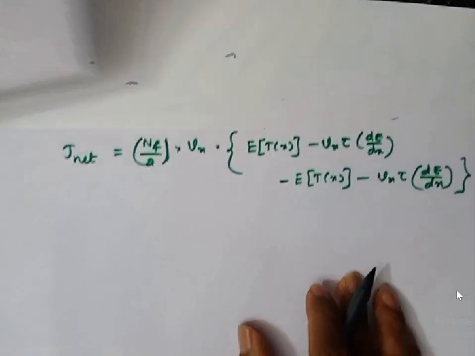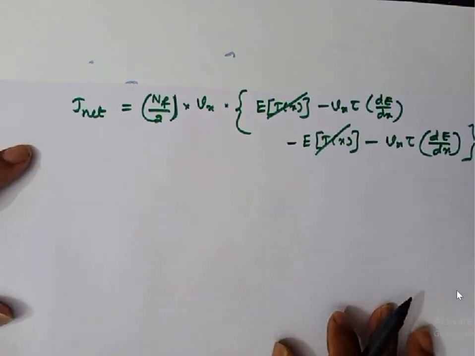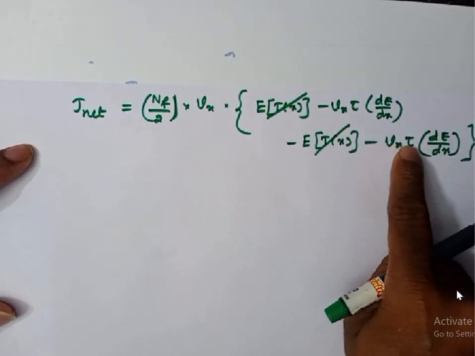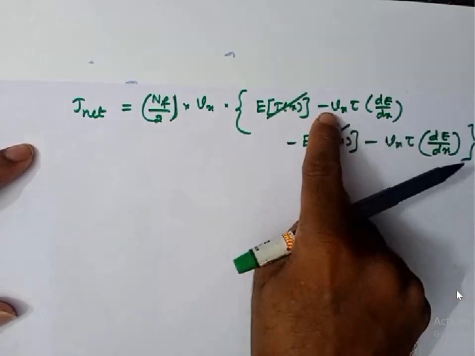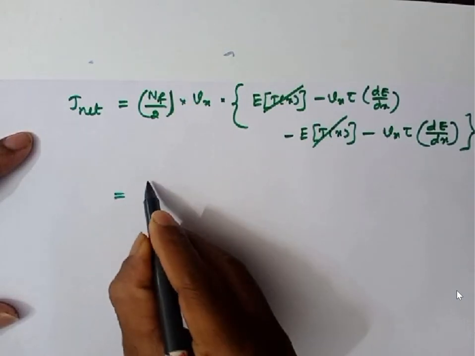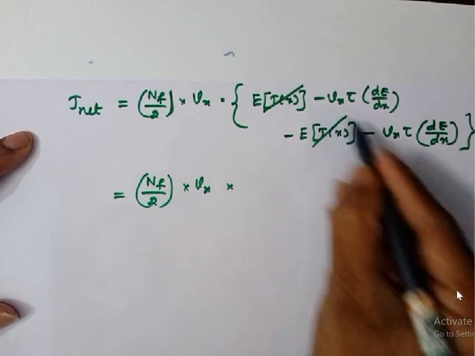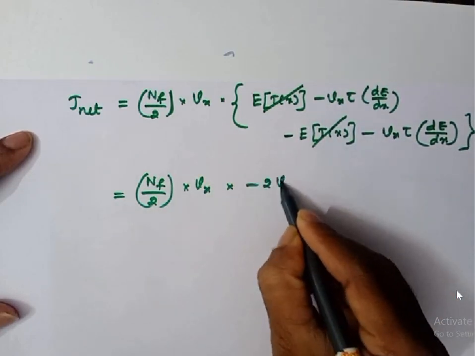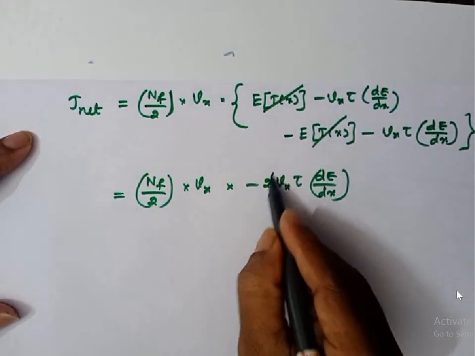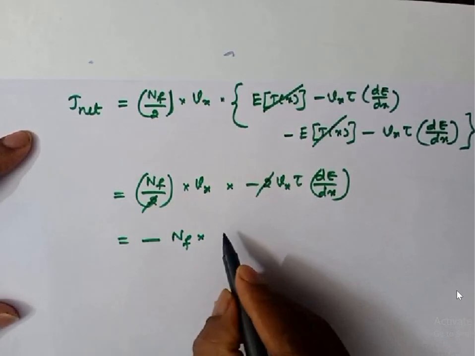Clear? Now what I'm going to do, I'll cancel these two. This is a positive term, this a negative term, and these two are one and the same, so let me cancel it. And here we have minus Vx into tau dE by dx. Here also I'm having minus Vx into tau dE by dx. So if I add these two, I'll get minus 2 times Vx into tau into dE by dx. So what we get is NF by 2 into Vx into minus 2 into tau dE by dx. Clear? We can cancel this 2 and this 2. So what we get is minus NF into Vx, which becomes Vx square.